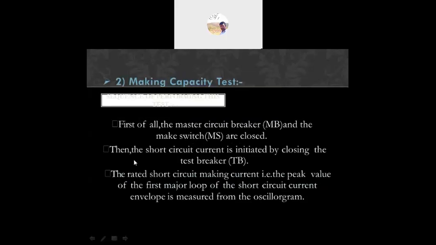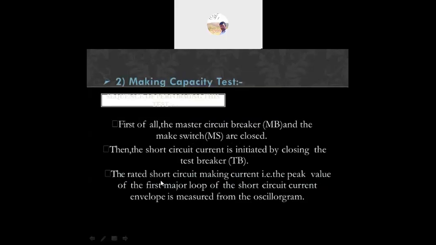First, the master circuit breaker and the make switch are closed. When we do this test on one circuit breaker, the other circuit breaker acts as protection for the equipment. Then the short circuit current is initiated by closing the circuit breaker. Then we make the fault, and the current will flow through it.